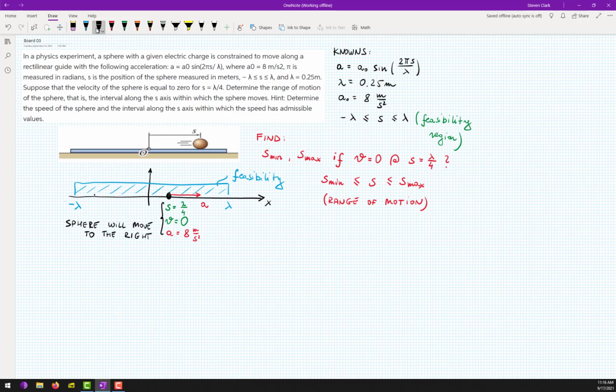They can put it here, they can put it here, or they can put it here, and something will happen. However, they decided that they are going to put it here, and they are going to release it from rest with velocity 0. And they told us to find the range of motion.